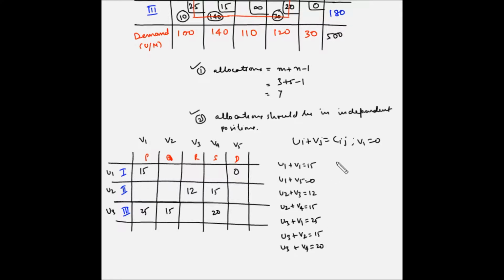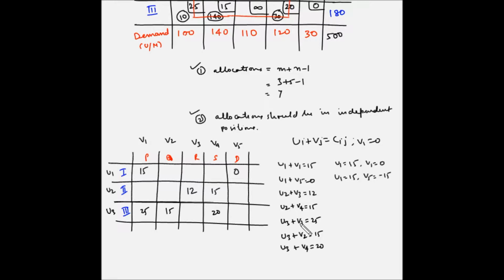So here v1 is 0, so u1 equals 15. Now u1 is 15, so v5 becomes 0 minus 15, which is minus 15. So u1 is 15 and v5 is equal to minus 15. Now this equation here, u2 plus v3 equals 12. So we don't have the value of either u2 or v3. So let's skip this one for now. Same with the next one, u2 plus v4 is 15. We don't have any of the values.